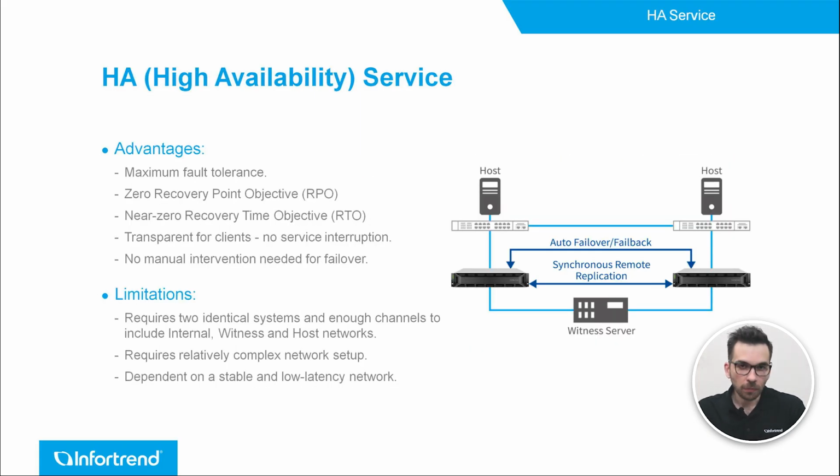Finally, the third and most advanced replication option in our portfolio is the high availability, or HA, service. HA provides the smoothest possible experience as well as the highest reliability for both users and production. It involves the creation of a two-system cluster working in either active-active mode for block-level HA or active-passive mode for file-level HA. Additionally, the clustered systems are monitored by a special witness server that automatically decides whether and when failover is needed, eliminating the need for manual switchover in case of a critical site failure.